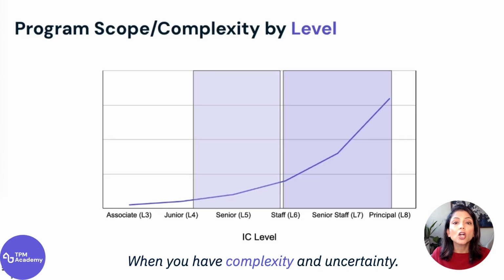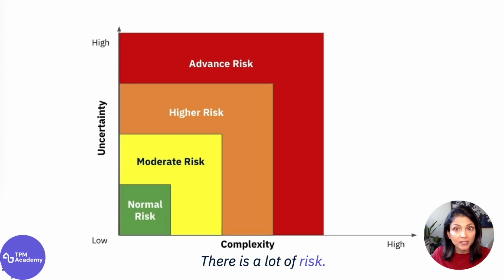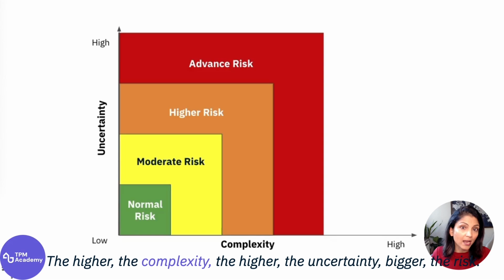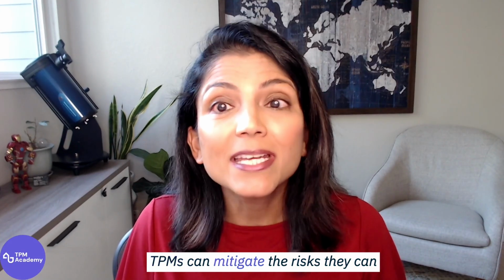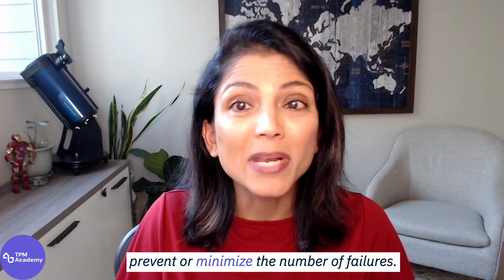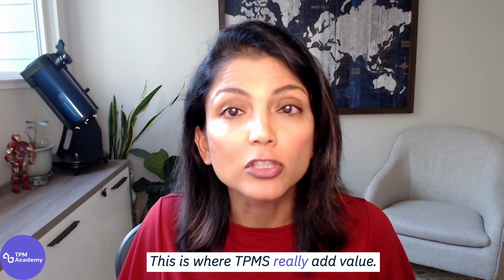When you have complexity and uncertainty, there is a lot of risk. The higher the complexity, the higher the uncertainty, bigger the risk. That's what TPMs are great at. TPMs can mitigate the risks. They can prevent or minimize the number of failures. This is where TPMs really add value.